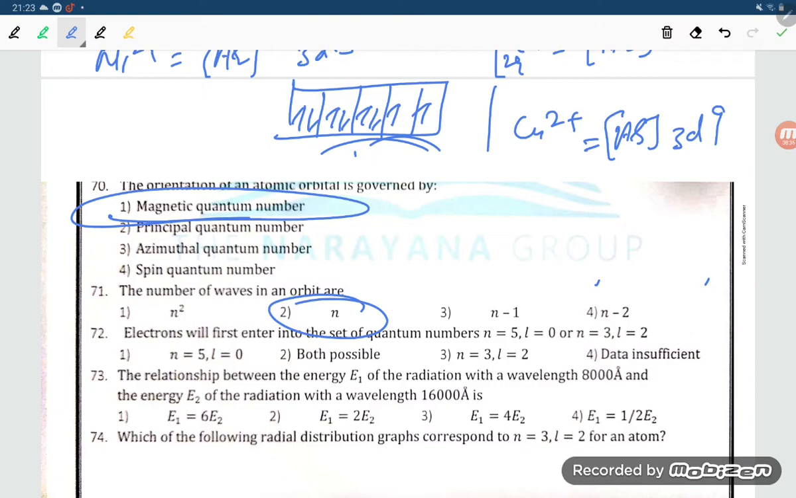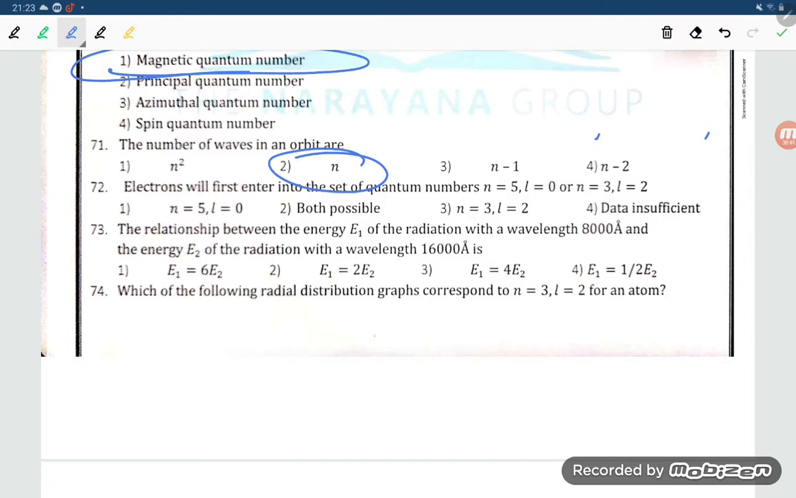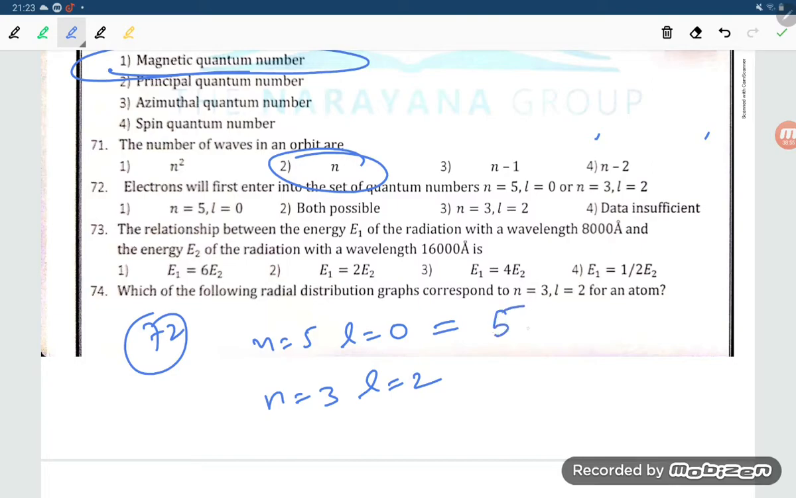Now option number 2, question 72. The electron will first enter the set of quantum numbers n equal to 5, l equal to 0, and then n equal to 3, l equal to 2. So what is the sum? Here the sum is 5, and here 3 plus 2 is 5.